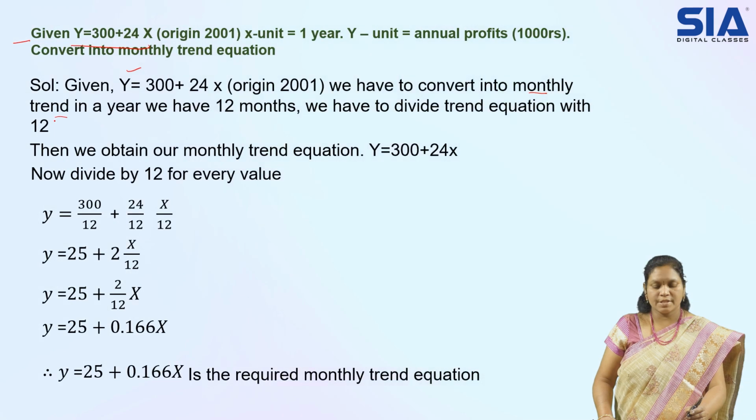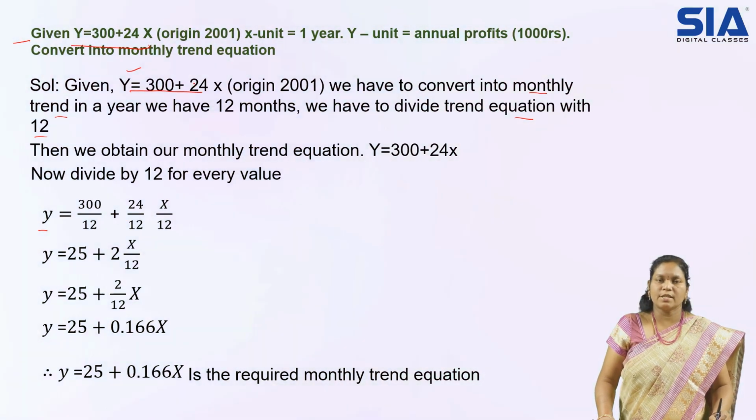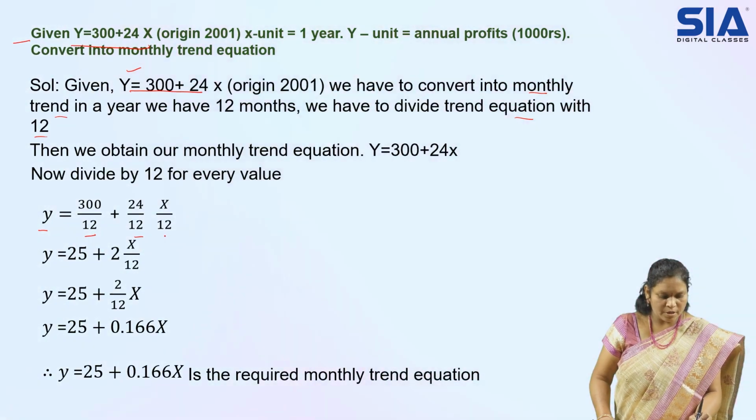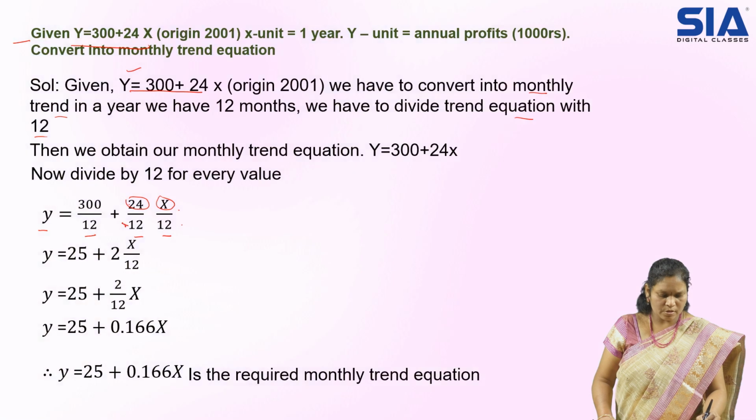So let us check how it is done. We have to divide the trend equation by 12, and then we'll obtain the trend equation. Check how I have done it. I have taken the y is equal to 300 plus 24x equation, and now I have divided everywhere by 12. Make sure you divide the constant as well as the x term. Here I have 24x. It's a single term, but you have to divide the constant separately as well as the variable separately. So under 24 I have written divided by 12, and under x also I have written 12.